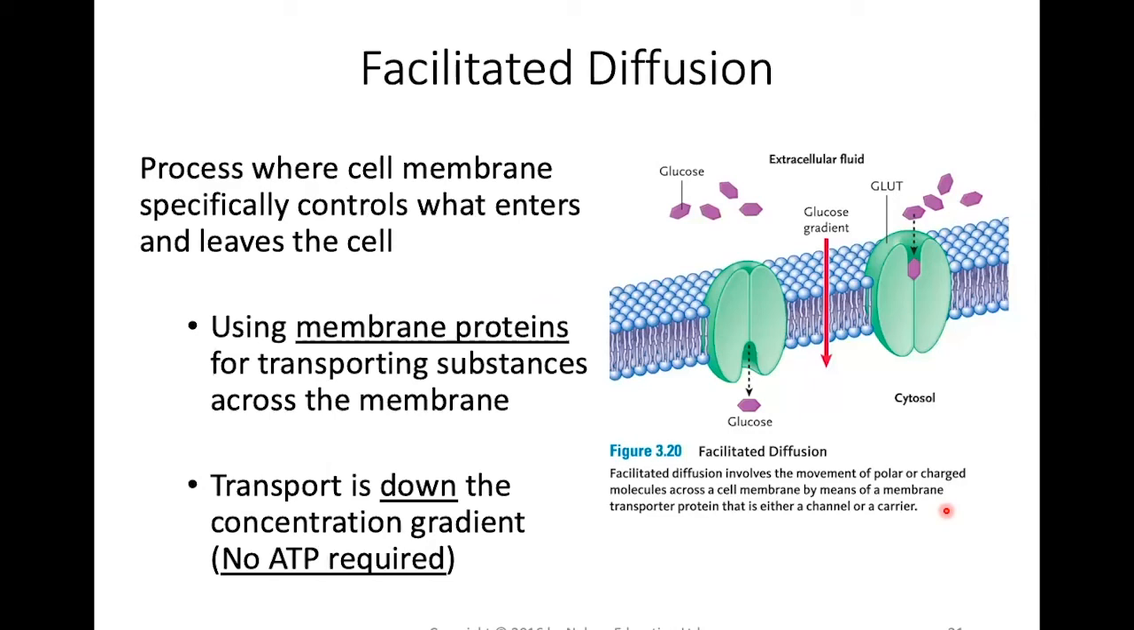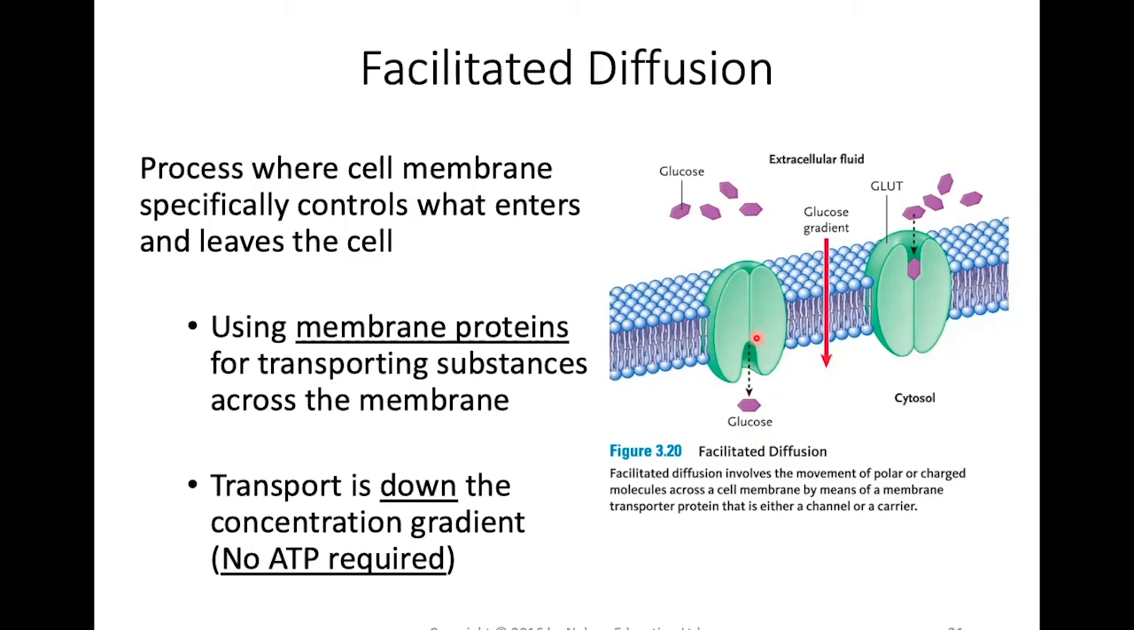So those were 2 examples of passive processes. We looked at diffusion and we looked at osmosis, right? With both of those, they're passive, which means you are looking at movement from high concentration to low concentration. Now, this is another example of a passive transport mechanism, but requires the use of some sort of membrane protein to assist in transporting that substance.